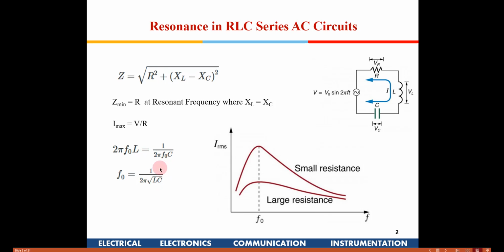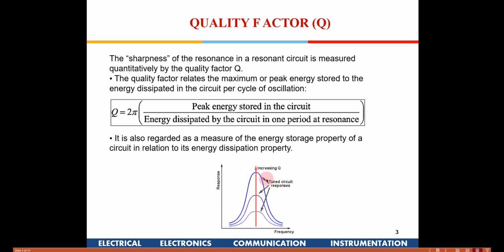So you take the root, so you get 2 pi root LC. So this is the formula to compute the resonant frequency. Is this response understood by all of you? Okay, so let's move on from here.